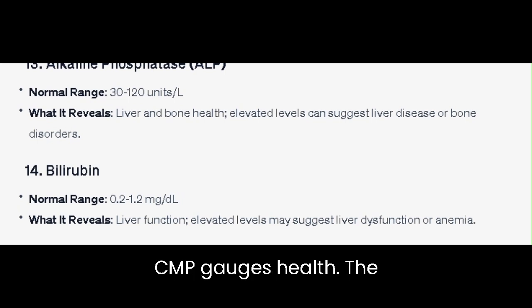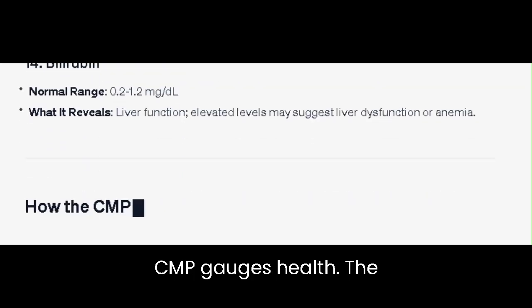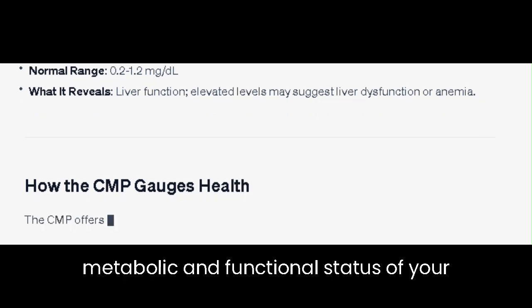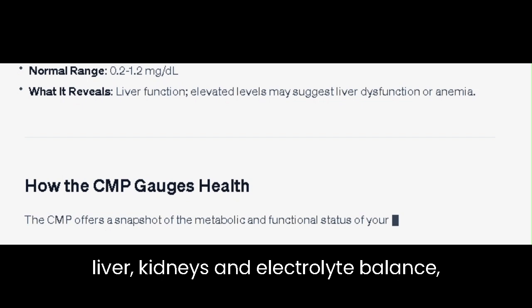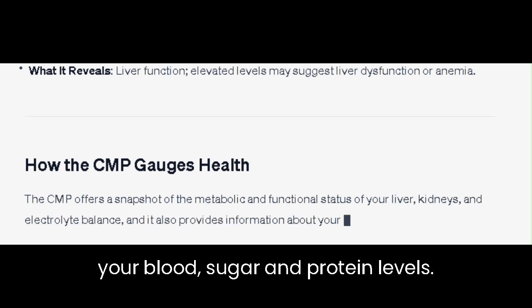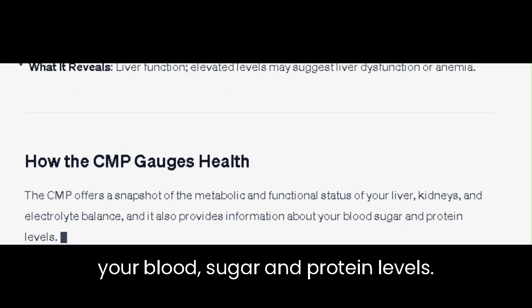How the CMP gauges health. The CMP offers a snapshot of the metabolic and functional status of your liver, kidneys, and electrolyte balance, and it also provides information about your blood sugar and protein levels.